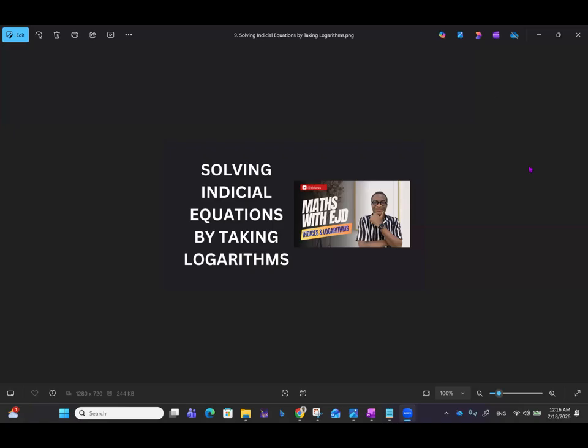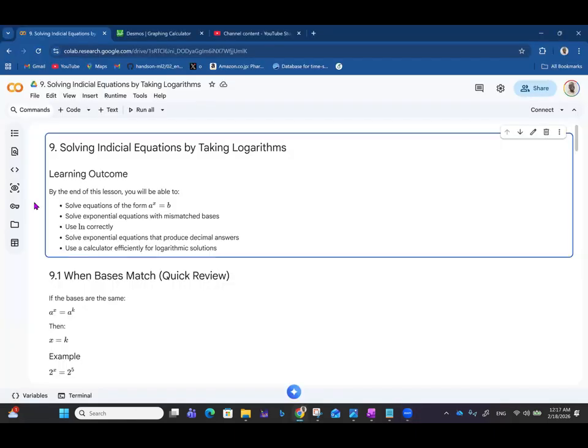In this video, our attention shifts to solving indicial equations by taking logarithms. In previous videos, we saw situations where it was necessary to employ logarithms to get the final answer. But in this particular video, we are focusing on those instances where no matter how hard you try, you are not able to make the bases the same, and then logarithms will have to help you get the results. So let's go for that.